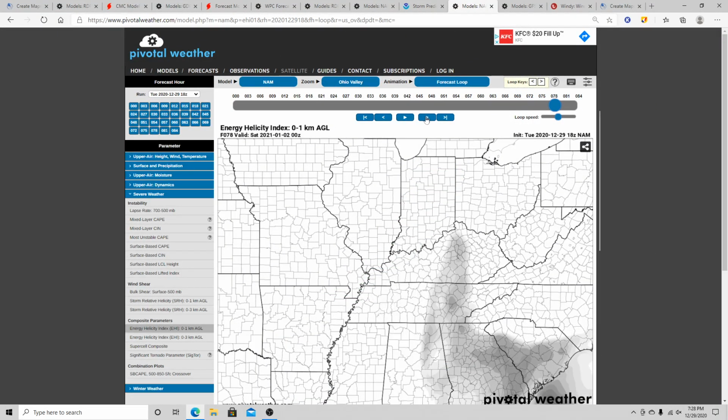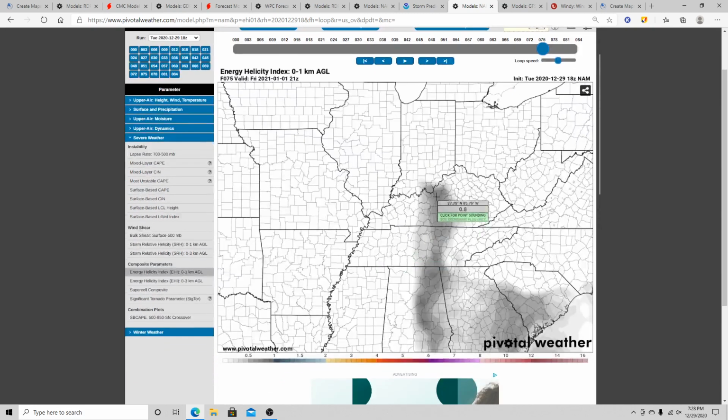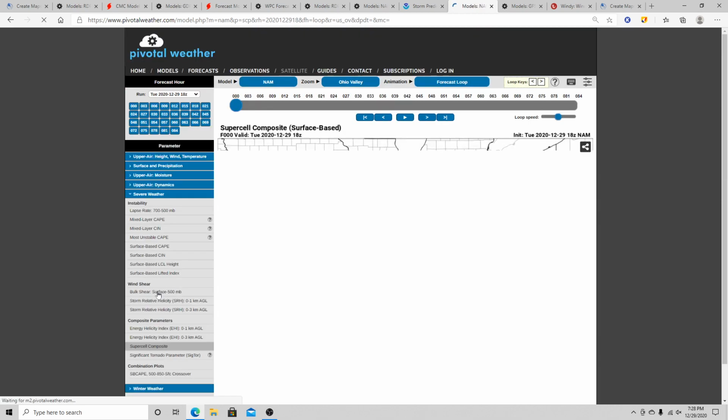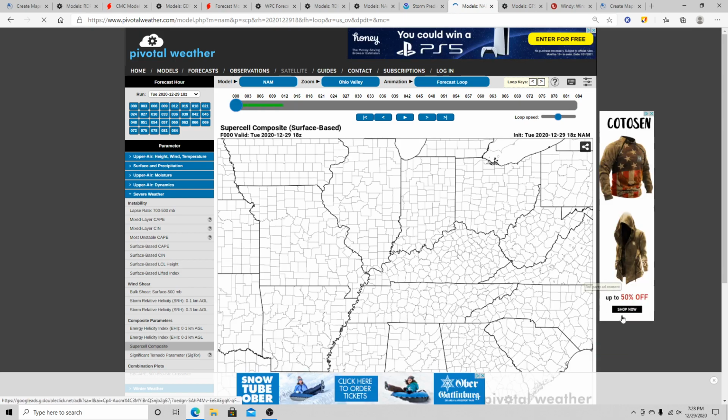You can see here, especially getting into Friday afternoon, pretty decent numbers as far north as around Louisville, Kentucky, along the Ohio River there as well. So pretty decent numbers there, although it's actually kind of low.